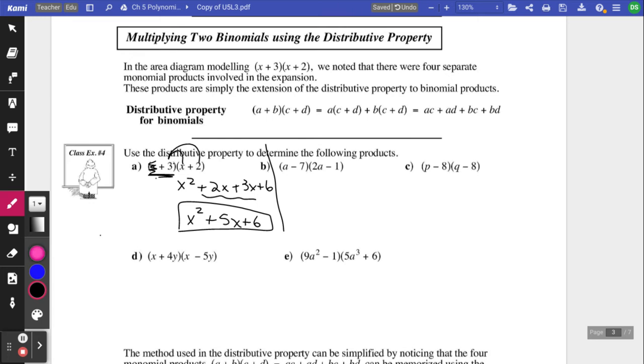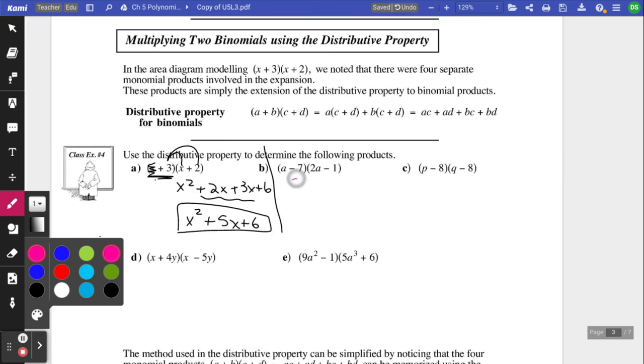Okay, let's do B. Take the first term, a, times everything over in the other bracket. So cover up your -7 and take a times those things. So what would you get? 2a squared minus a, if you covered up the 7. Agreed? So I called this rainbows. Do your rainbows first. And then smiles. Take the -7 times the 2a.